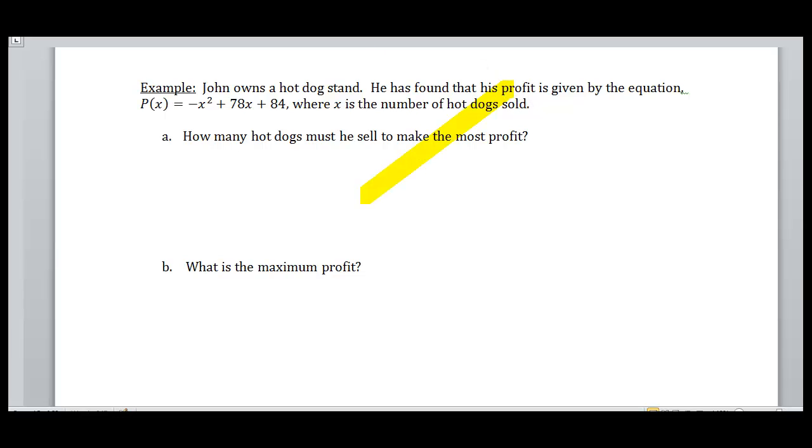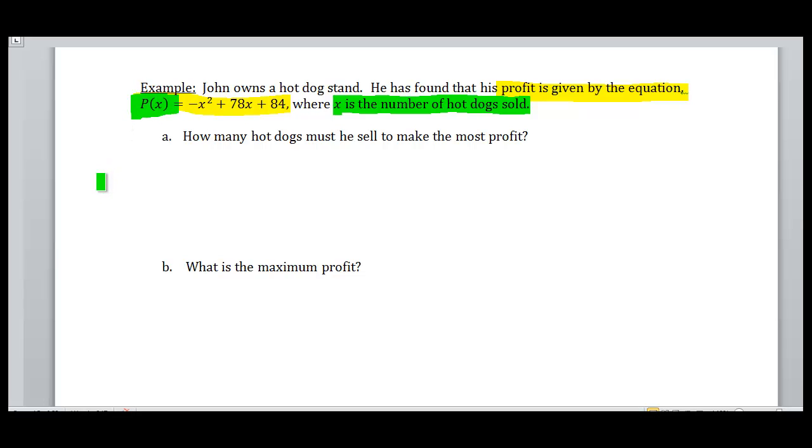So if I want to find the profit, then I'm going to use this equation right here. P of x equals negative x squared plus 78x plus 84. And it tells me that x is the number of hot dogs that I sell. So if I know the number of hot dogs, then I can plug it into this equation here, and it's going to tell me what my profit is going to be.